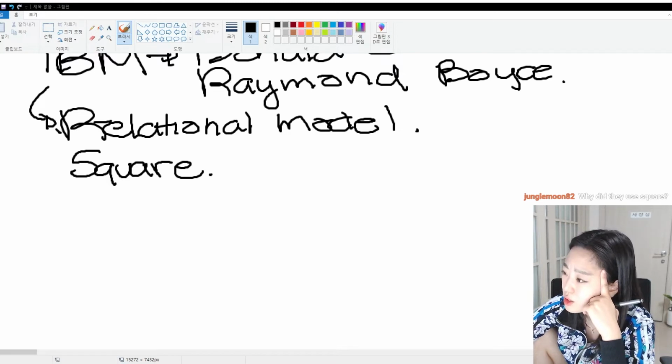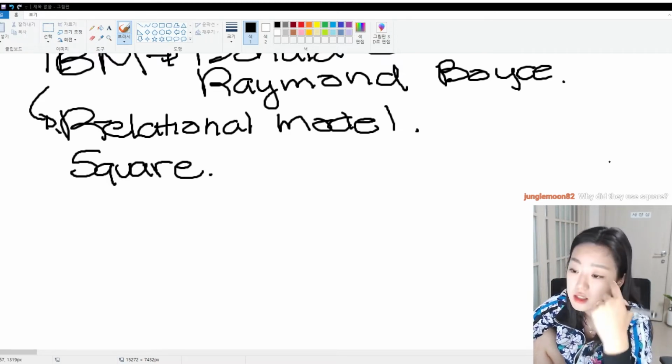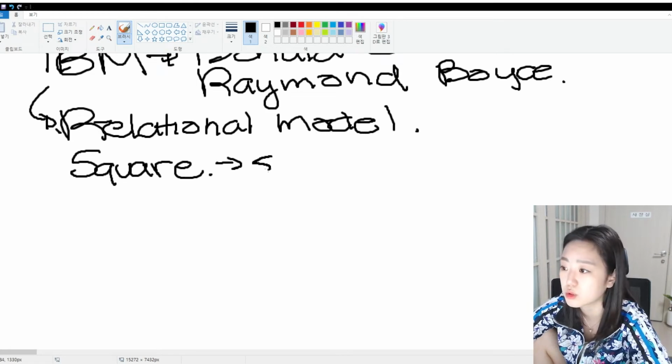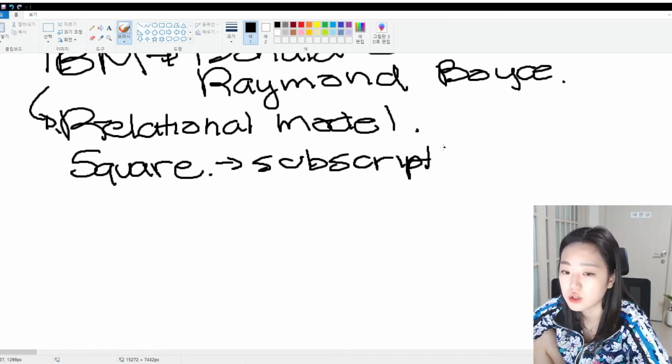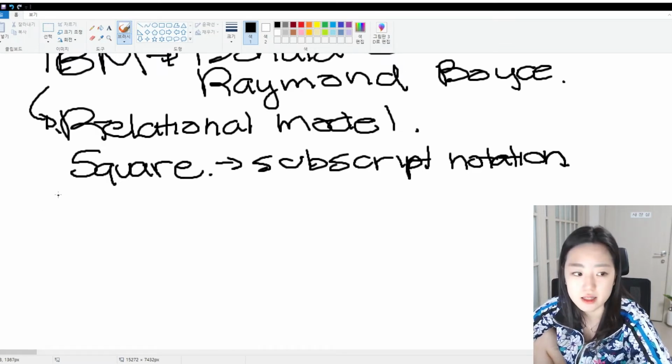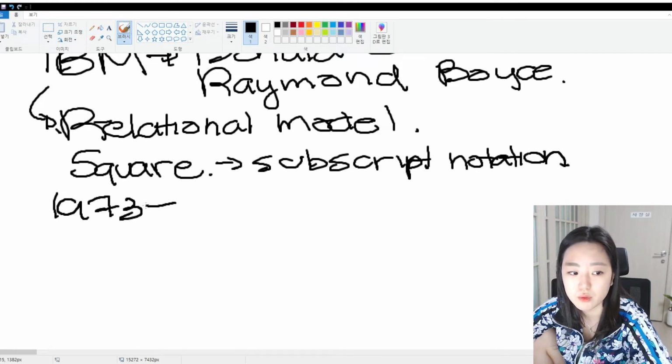After moving to the San Jose Research Laboratory in 1973, they began working on SEQUEL. So after they tried their first language called SQUARE, they had issues with the subscript notation. So now in 1973, they moved to San Jose to work on SEQUEL at the time.